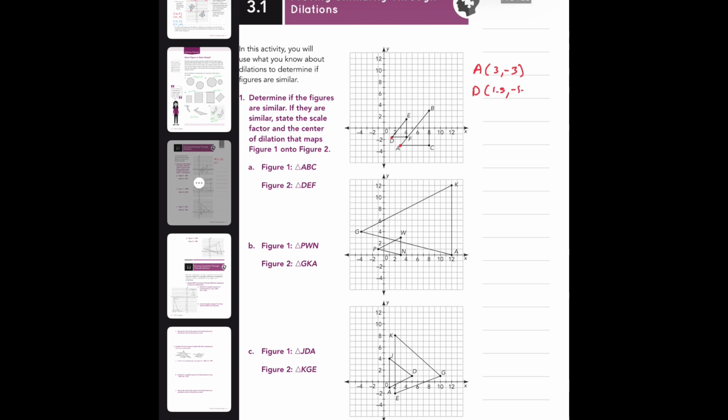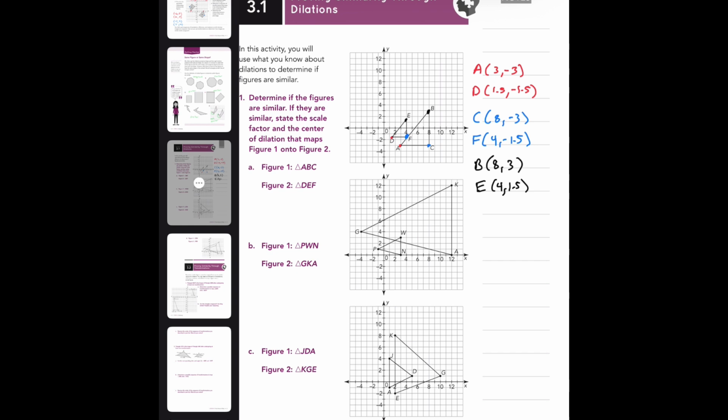If we now check C and compare that to corresponding point F, C is at 8, -3, and corresponding point F is at 4, -1.5. Okay, and then the last point, point B, is at 8, 3, and corresponding point E is at 4, 1.5.